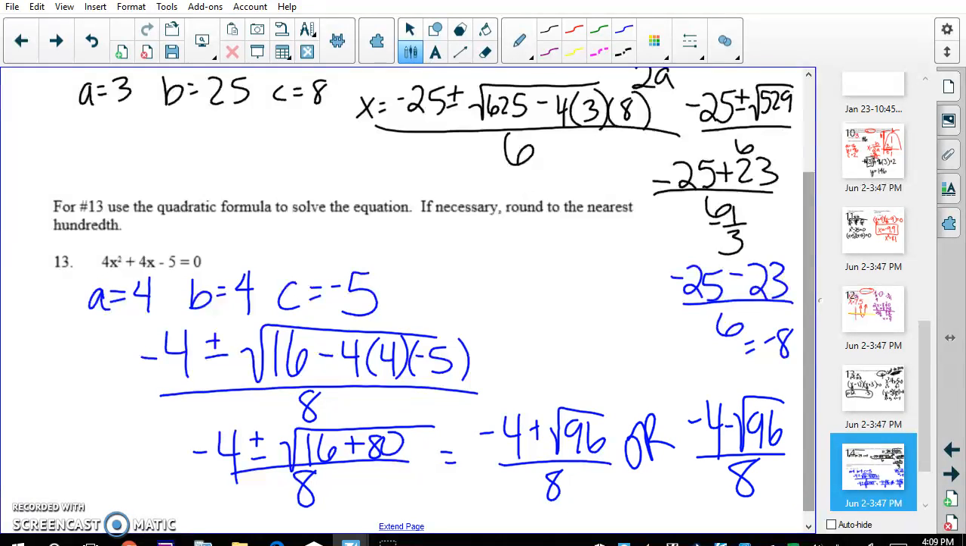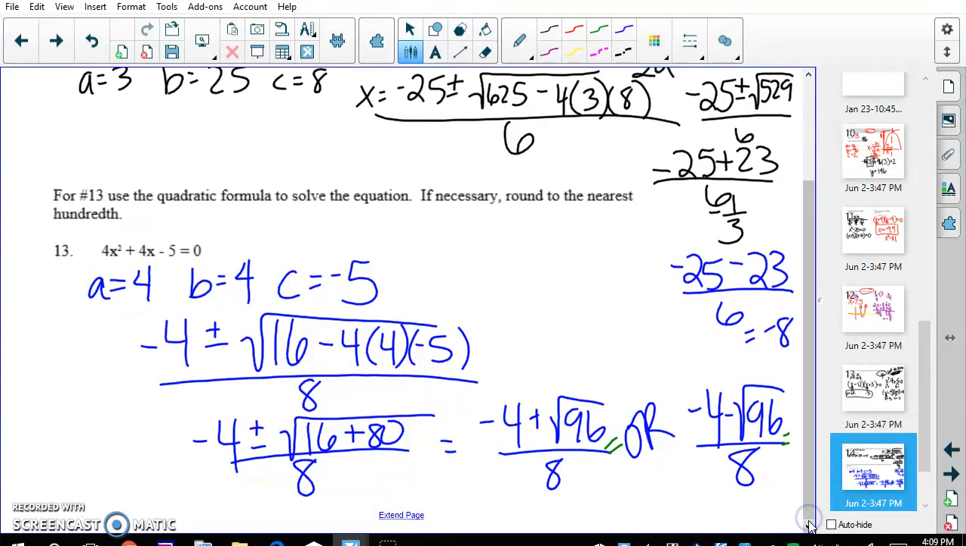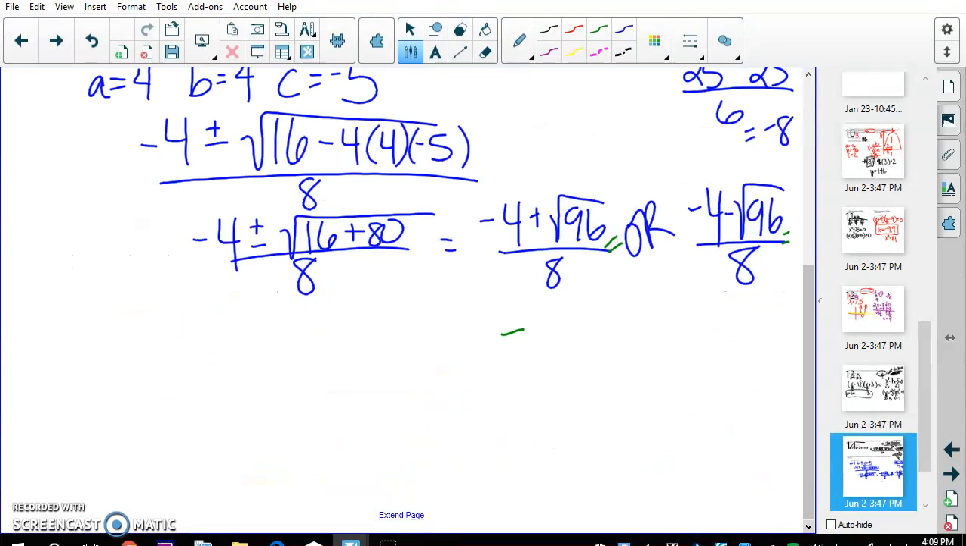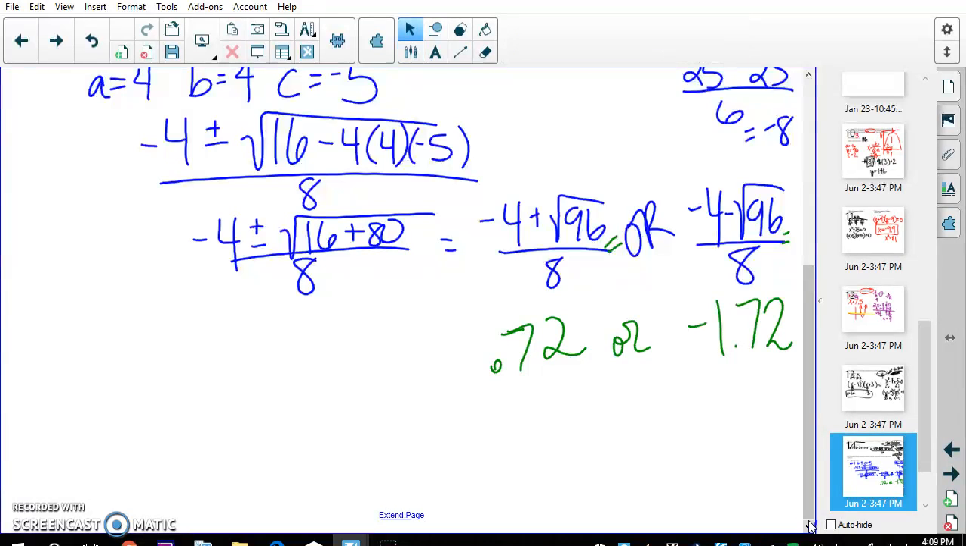Okay, quick thought. You must push enter before you divide by 8. So do negative 4 plus square root of 96, enter, divided by 8. When I do that, I get 0.72, so 72 hundredths, or negative 1 and 72 hundredths. So you do two different solutions whenever you do the quadratic formula. Hope that helps!